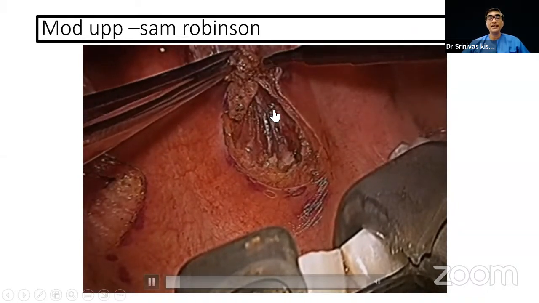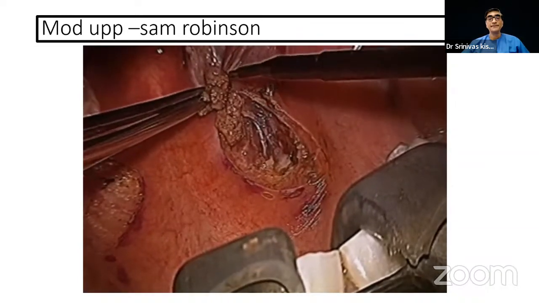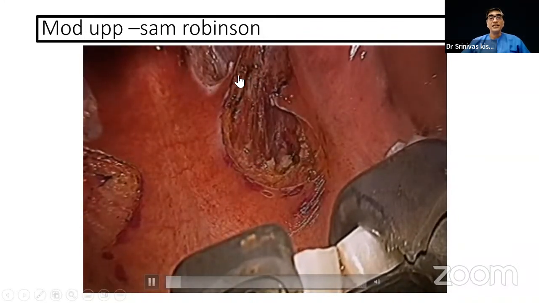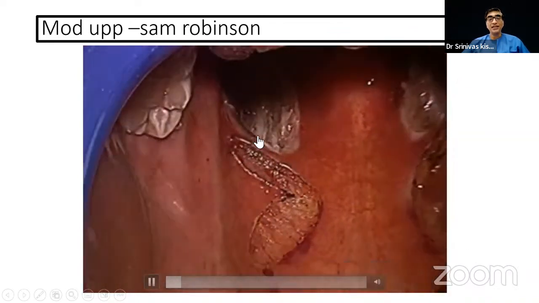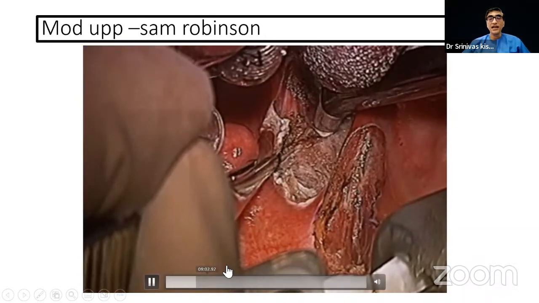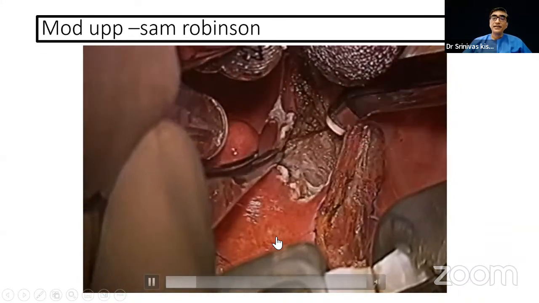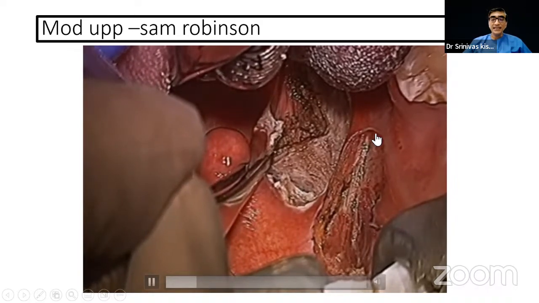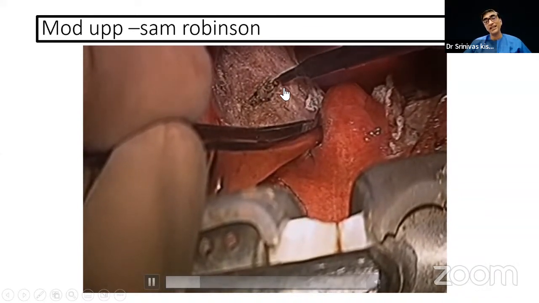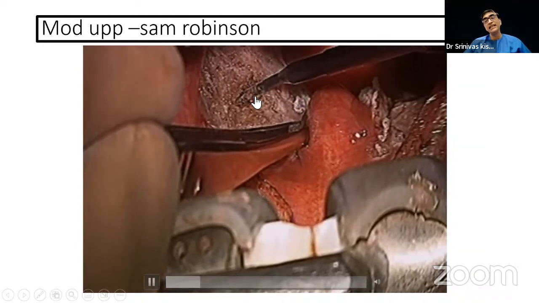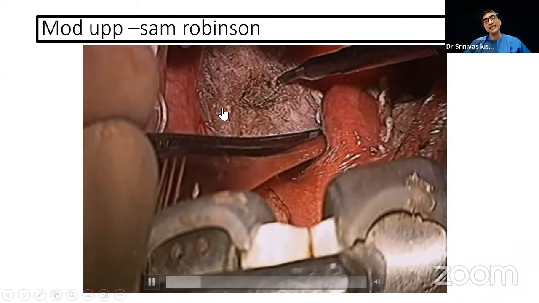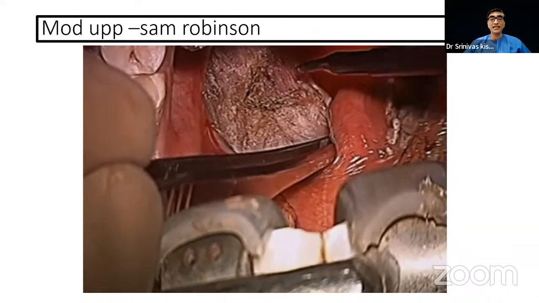So this whole thing is now cleared. Once this whole thing is cleared, now these medially arching fibers of the palatoglossus muscle. Now the same thing is repeated on the opposite side. Once that is done, you are making the same cut that we did in expansion sphincter pharyngoplasty. The only difference here is that there you are not cutting the mucosa, whereas here you go and cut the entire muscle, including the mucosa.